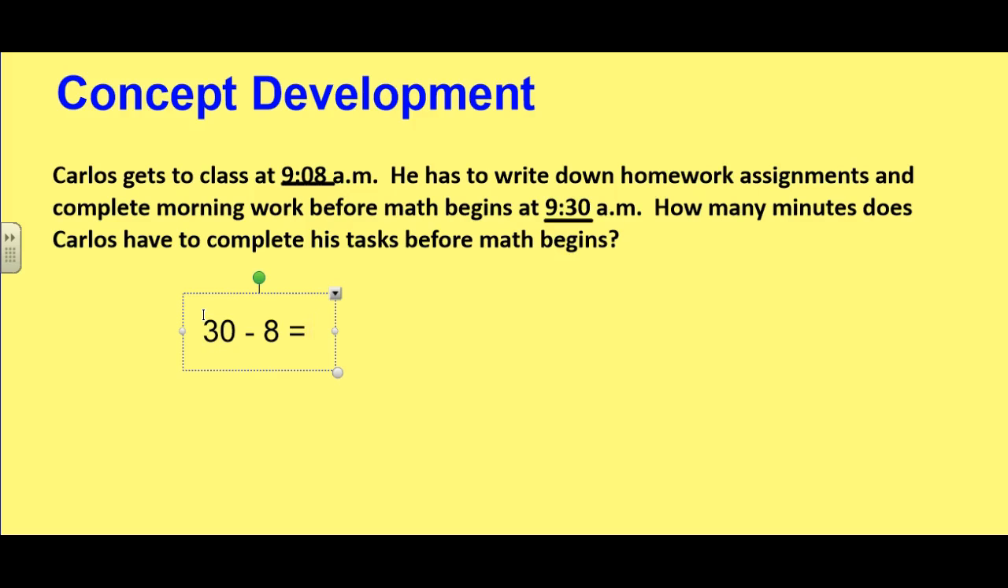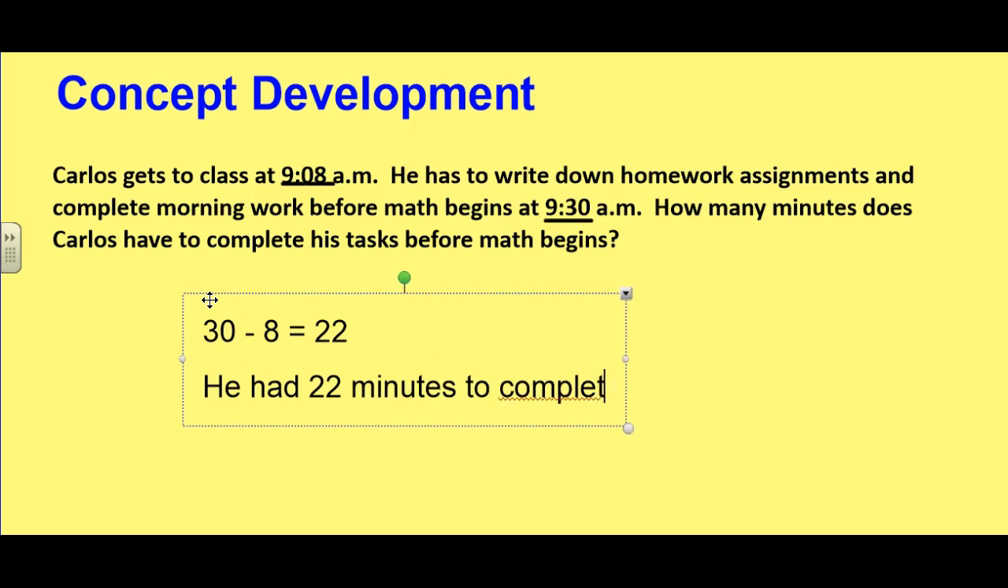So when you take 30 minus 8, you're left with 22. So that told me that he had 22 minutes to complete his task.